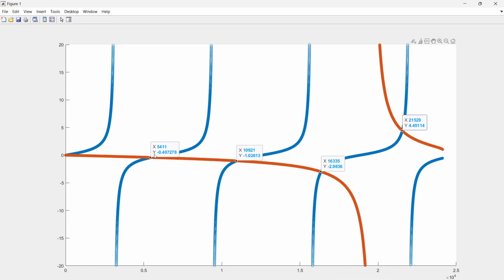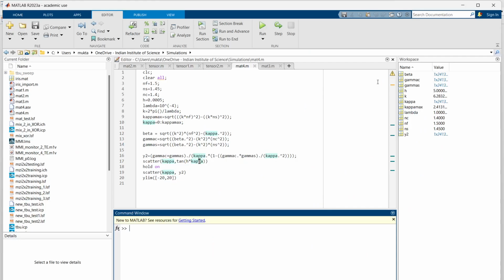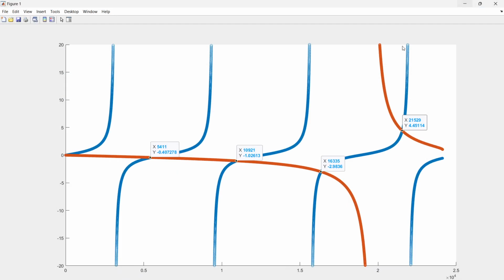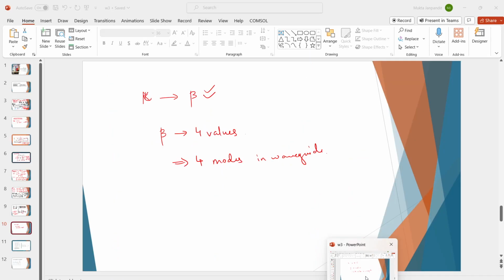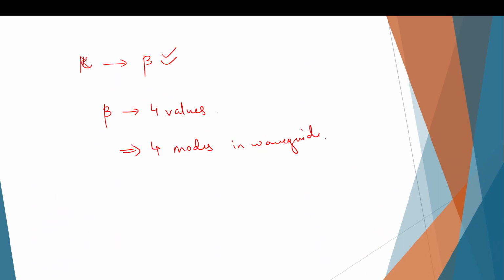So here we found out the different values of x, right? These x are nothing but the kappa. So 5411 say is my kappa. So say my kappa is 5411. From this kappa I can get beta. What will be beta?